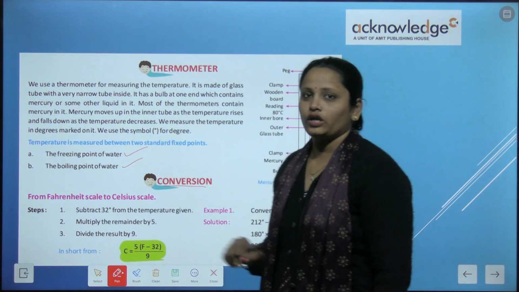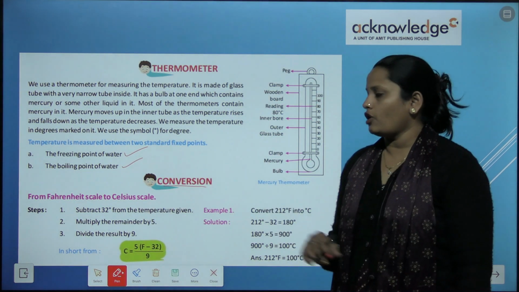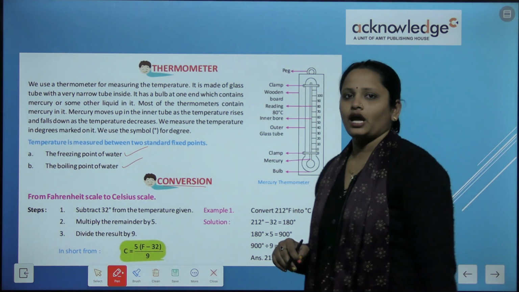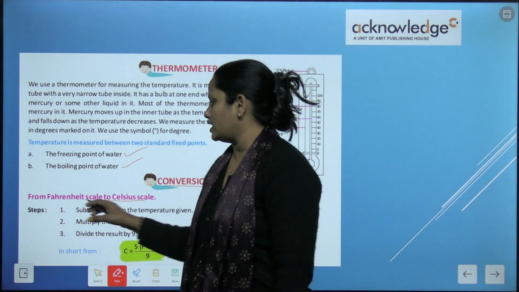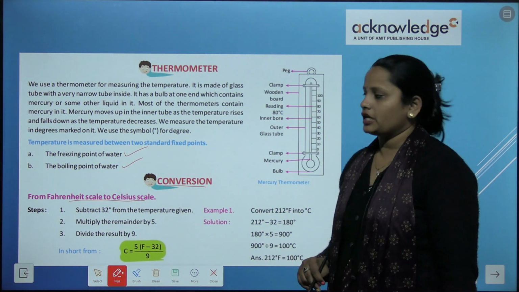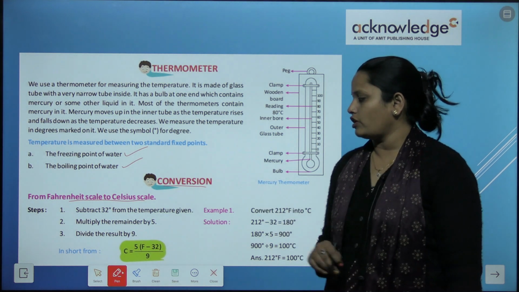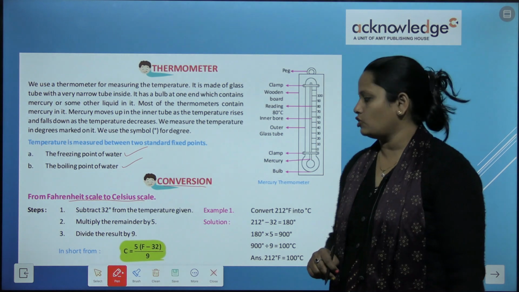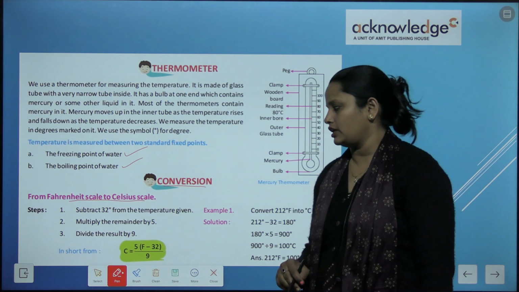Conversion. How can we convert this? From Fahrenheit scale to Celsius scale. If we go from the Fahrenheit scale to the Celsius scale, how do we convert? Here steps are given. Let's see. Subtract 32 from the temperature given. From the given temperature, first we will subtract 32 degrees.